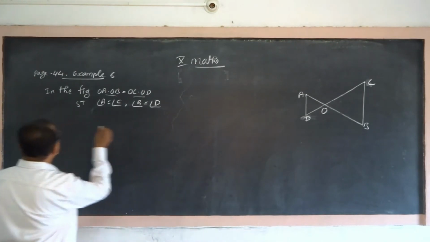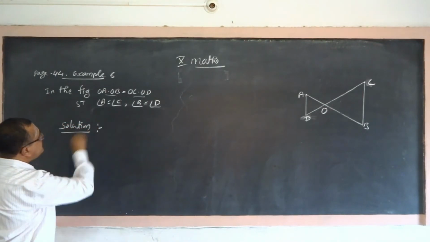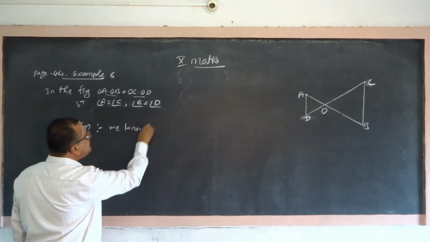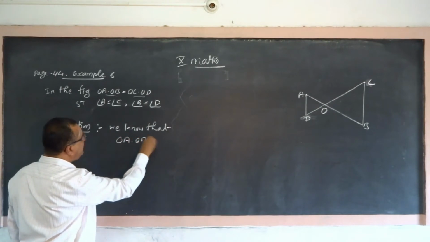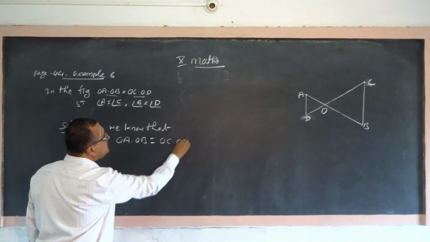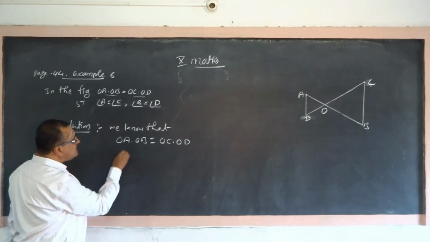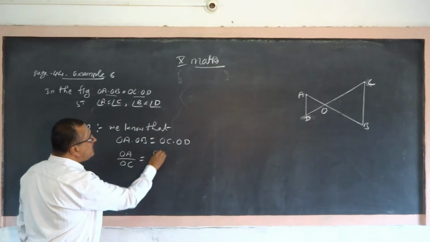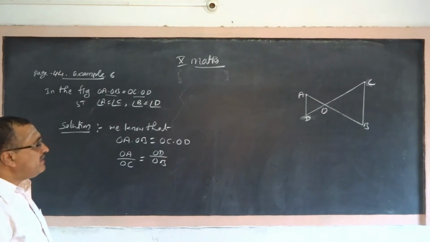How is it? Let us take. What is the solution? It is given that OA into OB is equal to OC into OD. Write it in the ratio. Therefore bring OC to this side: OA by OC is equal to OD by OB.